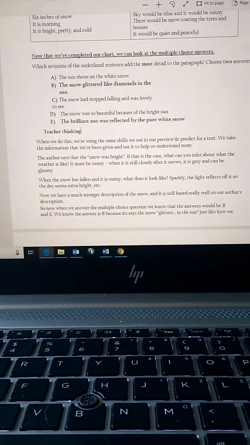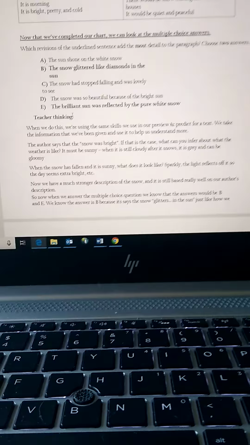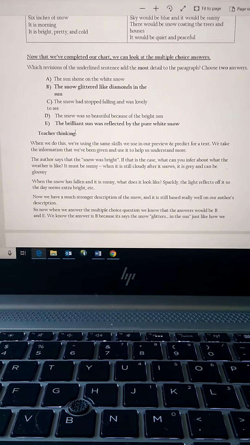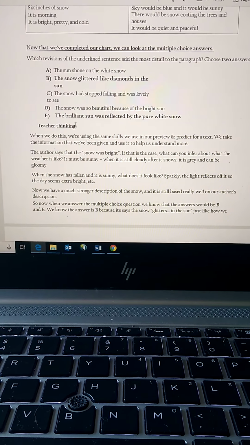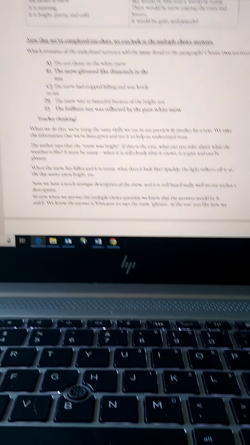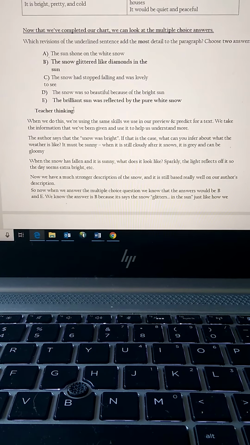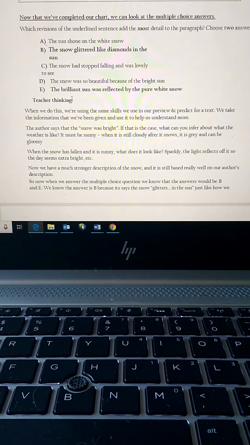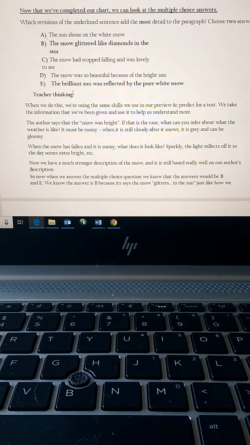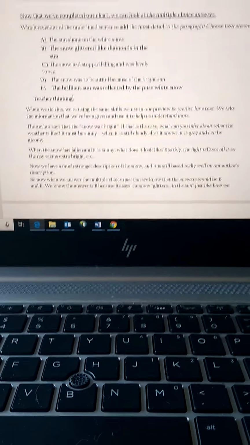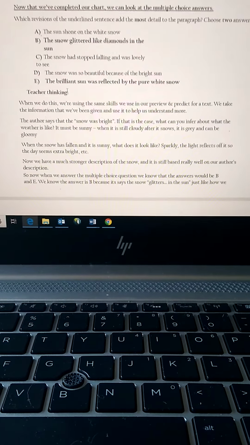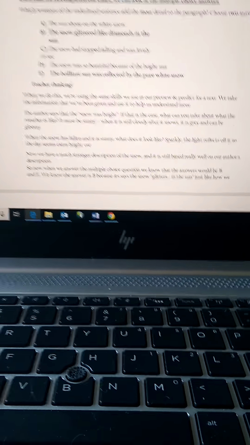When we do this, we're using the same skills we use in preview and predict for a text. We take the information that we've been given and use it to help us understand more. The author says that the snow was bright. If that is the case, what can you infer about what the weather is like? It must be sunny. When it's still cloudy after it snows, it is gray and can be gloomy.